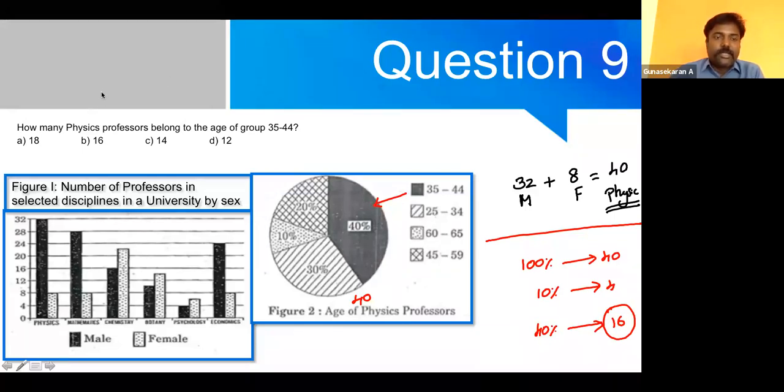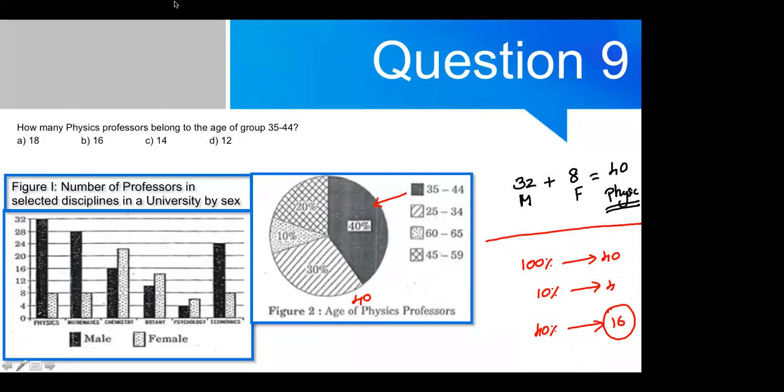Understand how I am telling? So physics professors, there are 40. In that 40, how many are 35 to 44? Direct question, very easy question. Clear? So like that, you try, otherwise I will do. Question number 10 to 12. Very easy, direct questions.